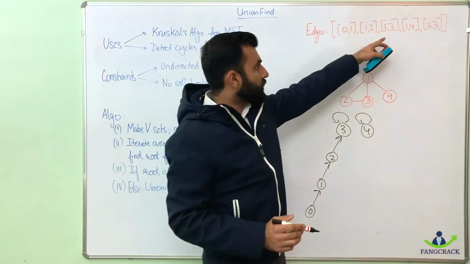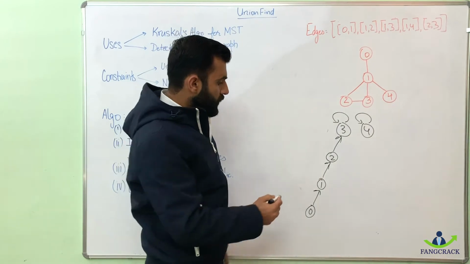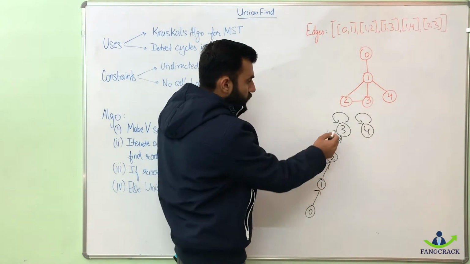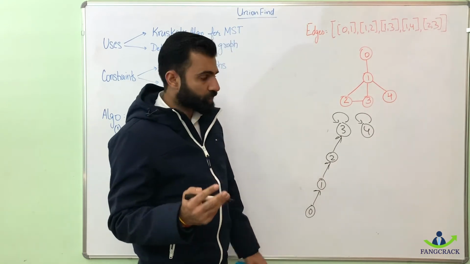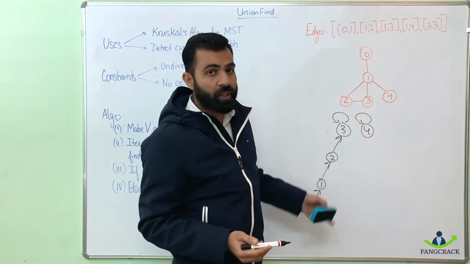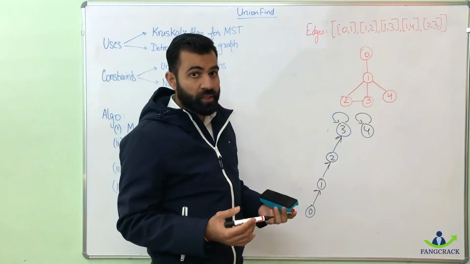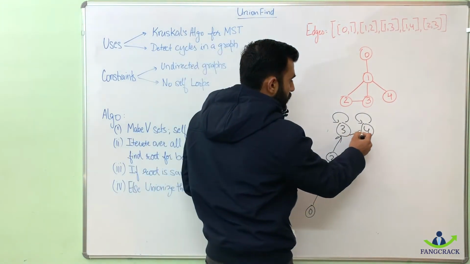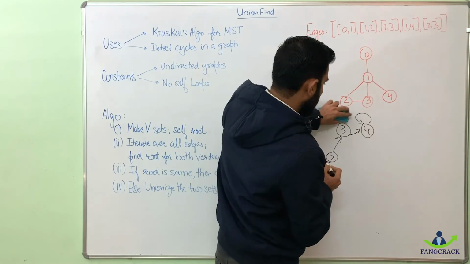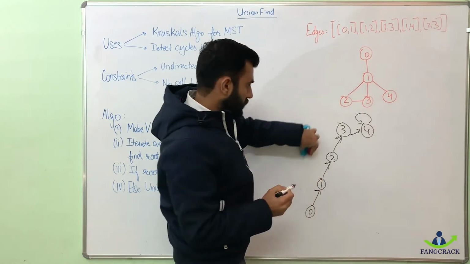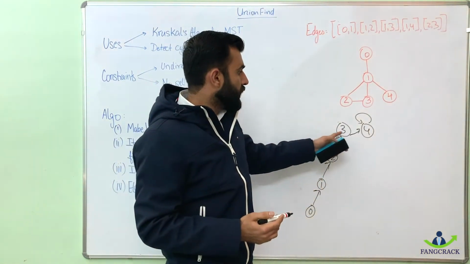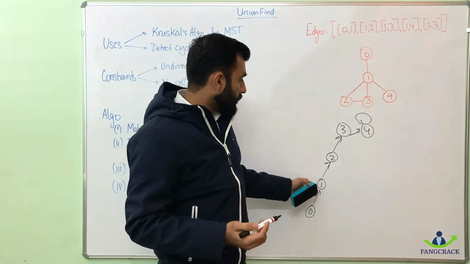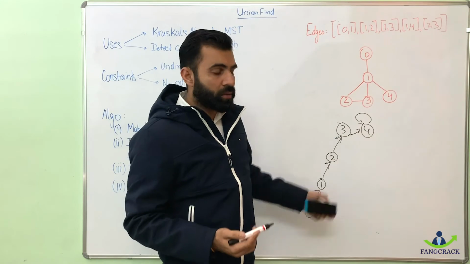Alright, let's move on to the next edge, 1, 4. What is 1's root? 1's root is 2, 2's root is 3. So 1's root recursively is 3. What is 4's root? 4 is 4 itself. So are they the same? Is 3 equal to 4? No. So what we do is now 3 points to 4. So we merge them, and that means 3 now points to 4. So now if I asked you what is 1's parent, it is recursively 4.